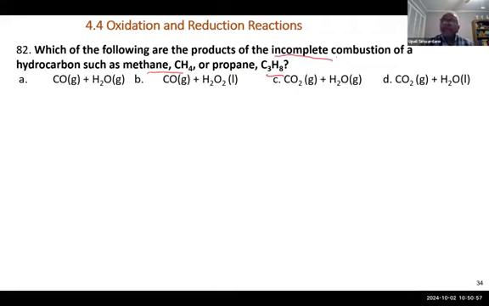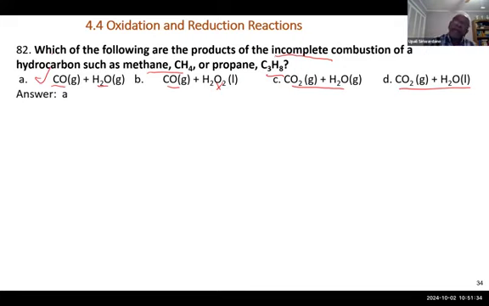But that's the complete combustion, carbon dioxide and water. But incomplete combustion produces carbon monoxide and water. Hydrogen peroxide is not produced. This is complete combustion, carbon dioxide and water. Normally, they're asking for incomplete, which is this one. Therefore, the correct answer is A.